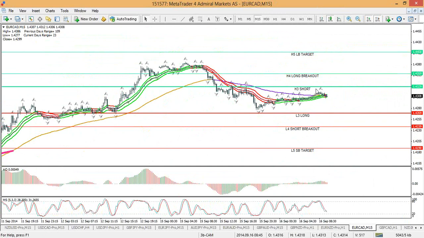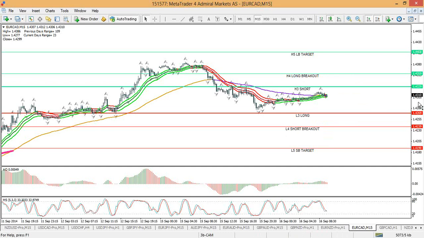H3 and L3 is a zone where price is consolidating. And if price is attempting to break the H3 and L3, but is still preferably below the H4 and L4, those are, in my opinion, great zones to look for breakouts. Or look for rejections, of course, depending on the overall trend and scope you're looking to trade it.